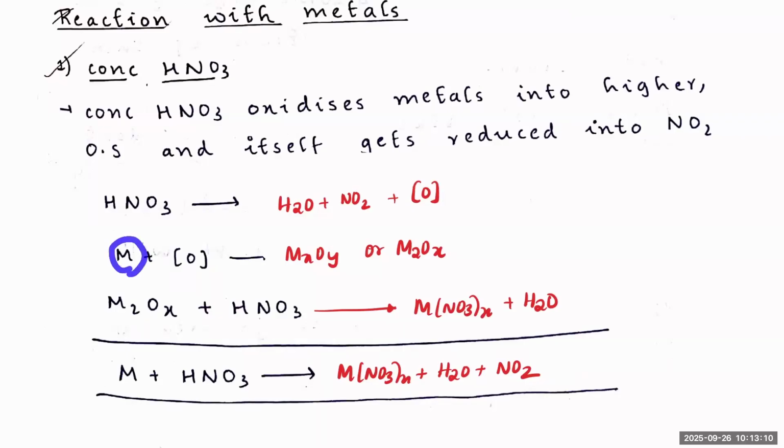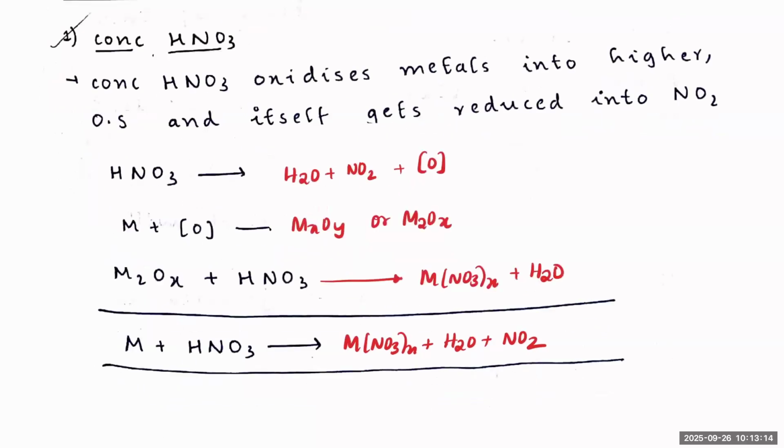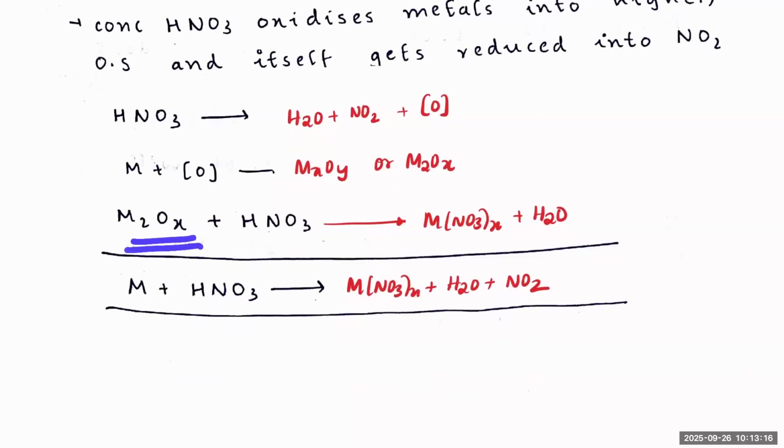If it is a metal, the metal will convert into its respective oxide like this. And if I write this in oxide form, these oxides further react with HNO3 to convert into metal nitrates and H2O.